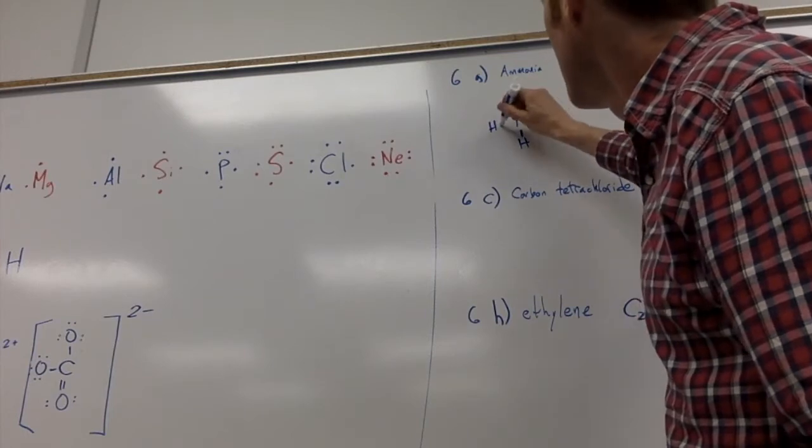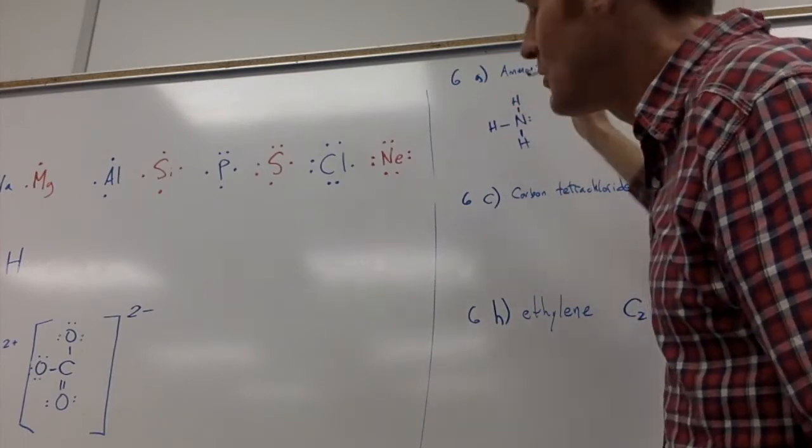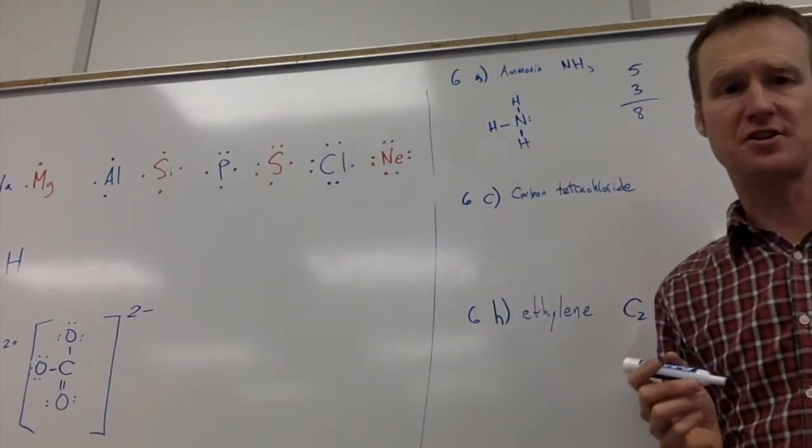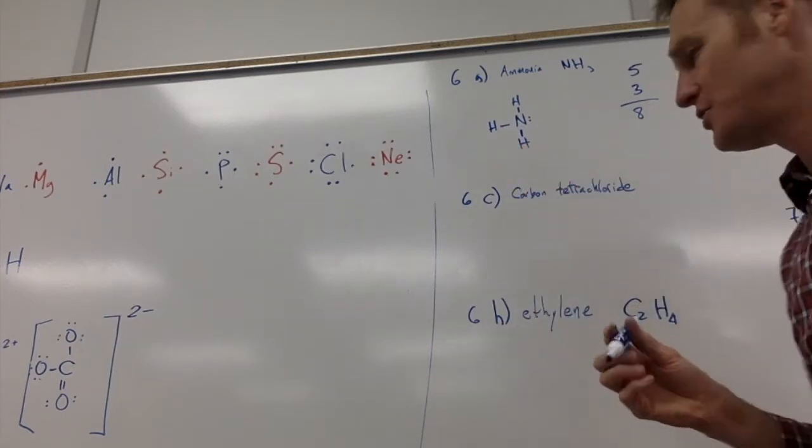Lastly, we replace the shared electrons with dashes. This is the complete Lewis structure for the ammonia molecule.